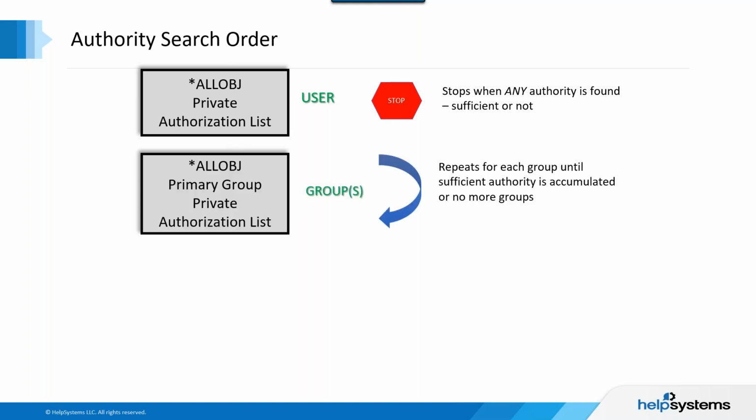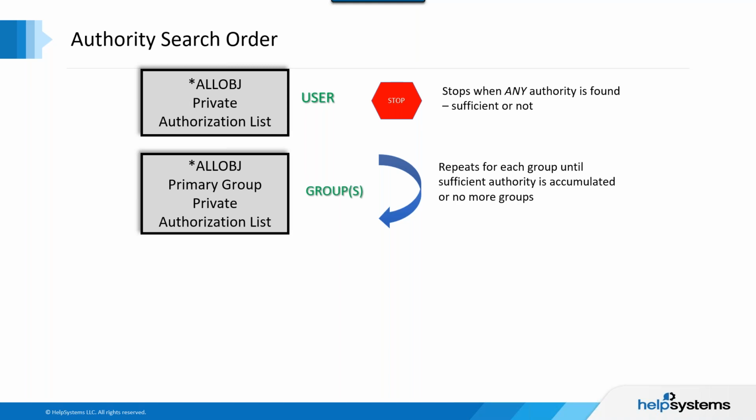All right. Next up, it looks for the groups. If no authority was found at the user level, then it will proceed on to the group. Now, it's kind of weird. If you have multiple groups, it's actually going to search through all the groups to try to find sufficient authority. It will check the groups in the order that they were defined in the user profile. That first group profile is checked first. But say that first group doesn't have any authority. It will then proceed on to the second group.